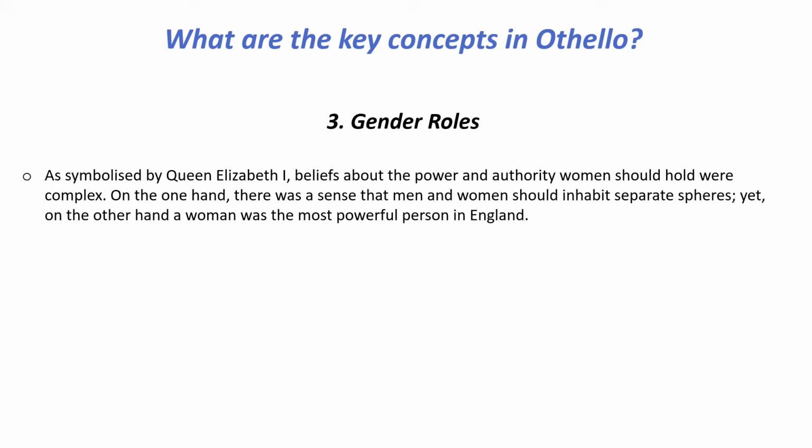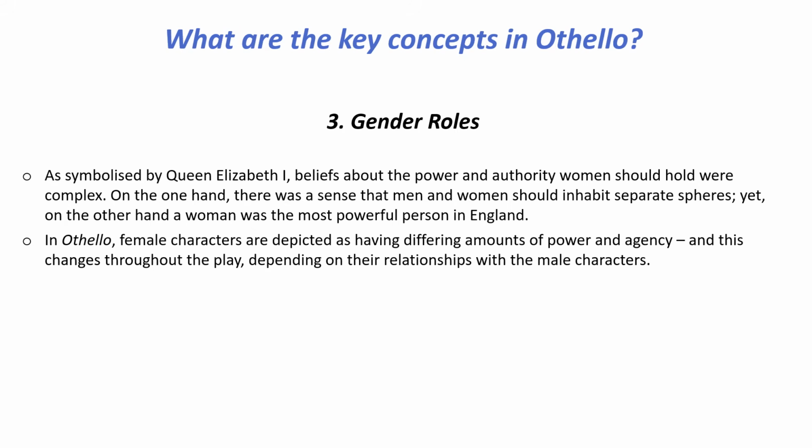Now, Elizabeth I absolutely destroyed that idea, but I suppose the discussion at the time was very much that Elizabeth I is being chosen by God through the divine right of kings, and she's somehow special, she's different from other women, therefore she can be the queen, but maybe other women don't quite have that ability. So these stereotypes were almost shifting, almost changing, but at the same time there was a reaction against that as well. And in Othello, we see female characters depicted as having differing amounts of power and agency. And this changes throughout the play depending on their relationships with the male characters.